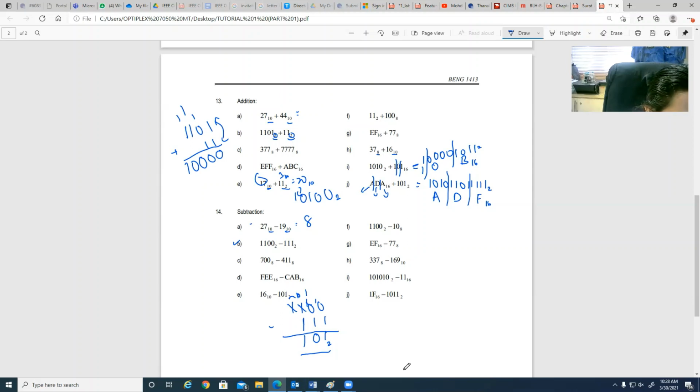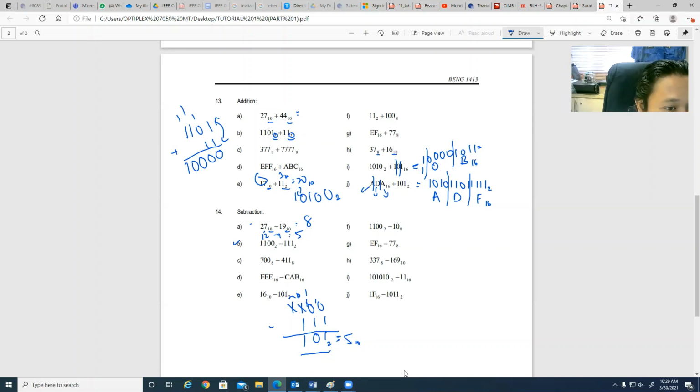For example, we have 34, 8 plus 4, 14, minus 7. It will be 5. This one will be 5 in decimal. Similar like this, convert into decimal, then you can just minus as normal in decimal, similar like question number 1. 27 minus 19, so the answer will be 8.